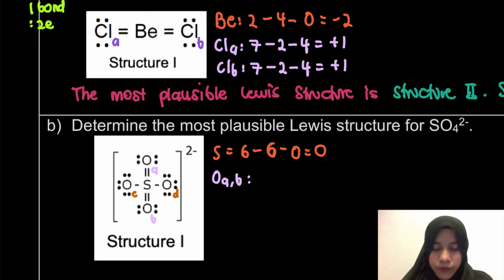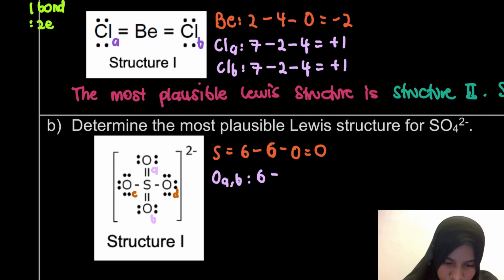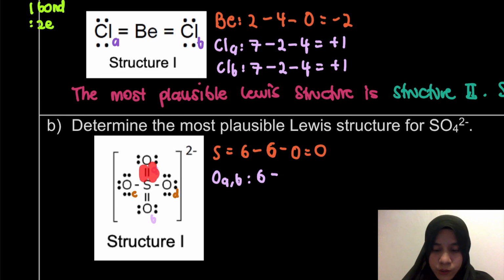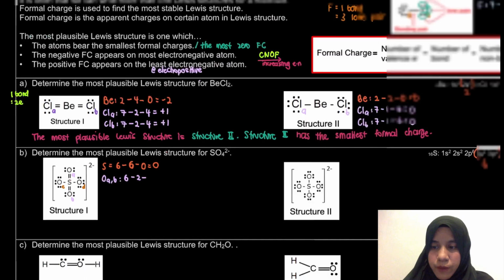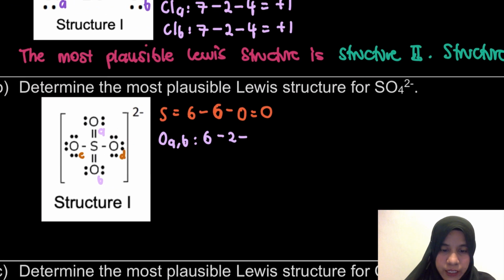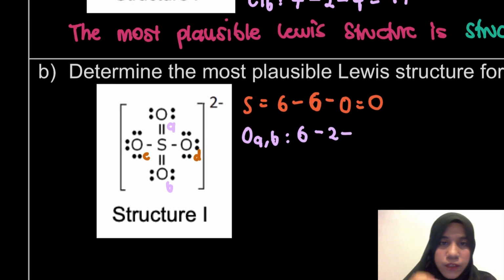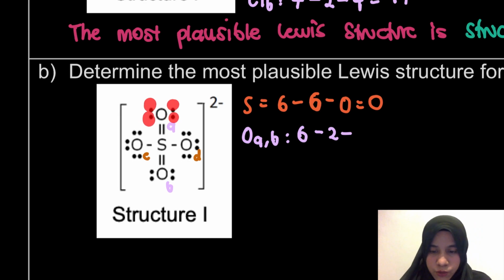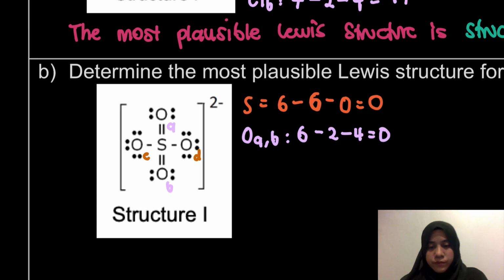Okay, so the valence electron for oxygen is 6, minus berapa bond? Oxygen ni dia ada 1, 2 bond. So dia ada 2 bond. Minus non-bonding electron. Remember, non-bonding electron, yang elektron yang tak involve in any covalent bond. 1, 2, 3, 4. 6 minus 2 minus 4 equal to 0. Okay. So tu untuk oxygen A dengan oxygen B.